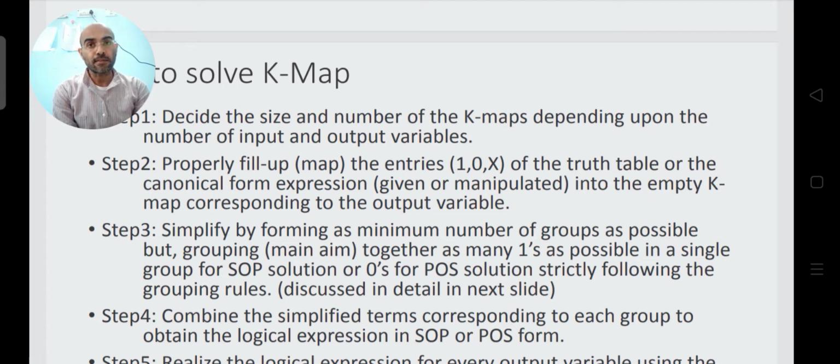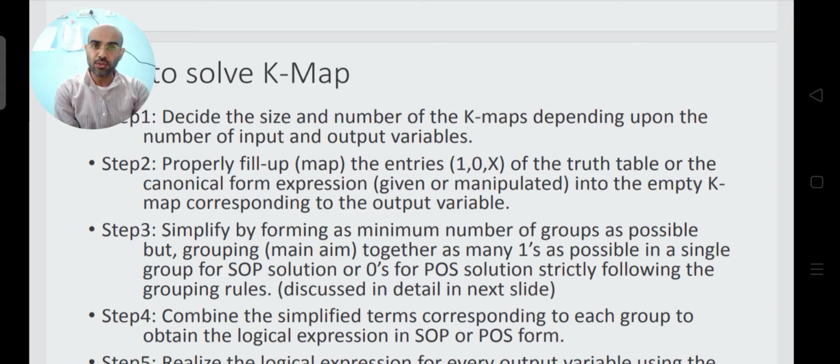One is the presence of a min term, which will be marked as 1. Absence will be marked with 0. Then the third option is the invalid terms or the don't care terms. Those don't care terms are marked with a cross or X.